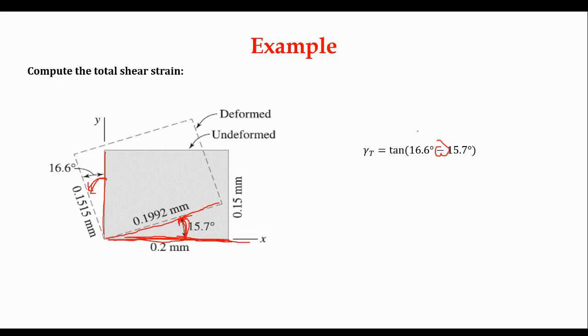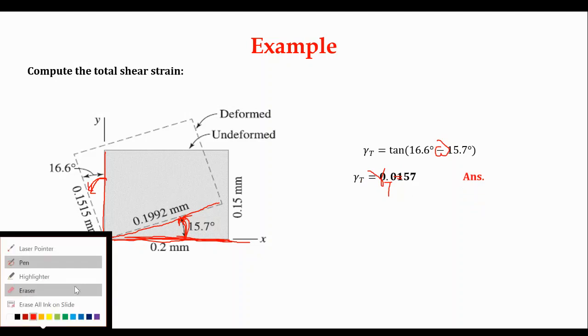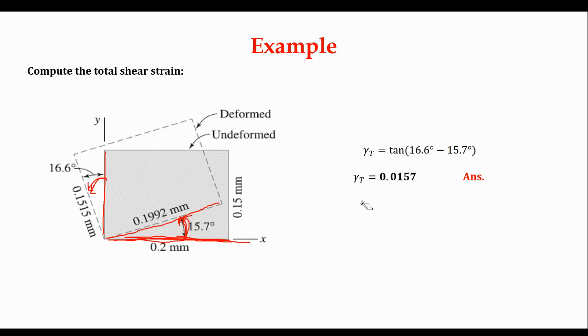So therefore, positive. So ang total shear strain is the difference lang between the tan of the two angles, which is equal to 0.157 radians. Unitless gyapon ang shear strain ha, wala siya unit. Mura po siya normal strain. Okay, so do you have any question with our topic right now? None? Okay, so let's go to our next topic.